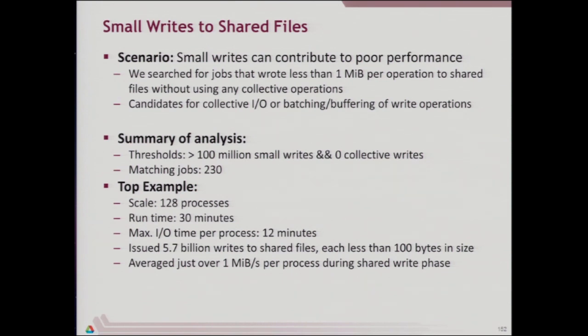So all right, if we have more than 100 million operations and no collectives. No collectives. I spend all my life telling people use collective I/O. Surely people are using collective I/O. Nope, 230 jobs. Okay. Well, okay. So we found a 128 process job that was spending half its time in I/O. So what is this? Doing 5.7 billion writes of 100 bytes. Yeah. So no wonder they're getting a megabyte per second, right? I mean, if you've learned nothing else from today, don't do 100 byte writes to your file, and you'll be ahead of the game apparently.